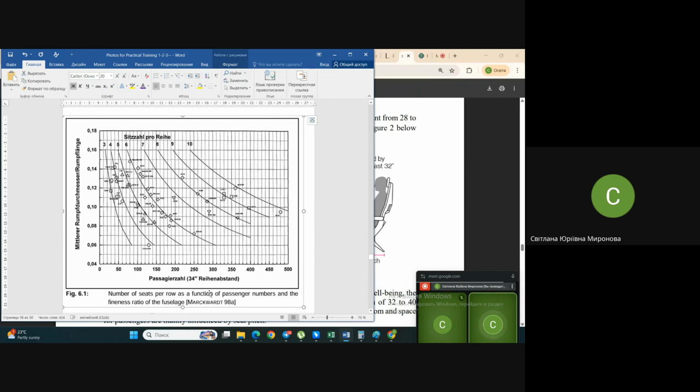So, numbers of seats per row as a function of passenger number and so on. You see here is an explanation. Some explanations are in German language. Don't pay attention. Anyway, it's understandable. I do not propose you to follow this chart. I just remind you that it comes to serious matters.